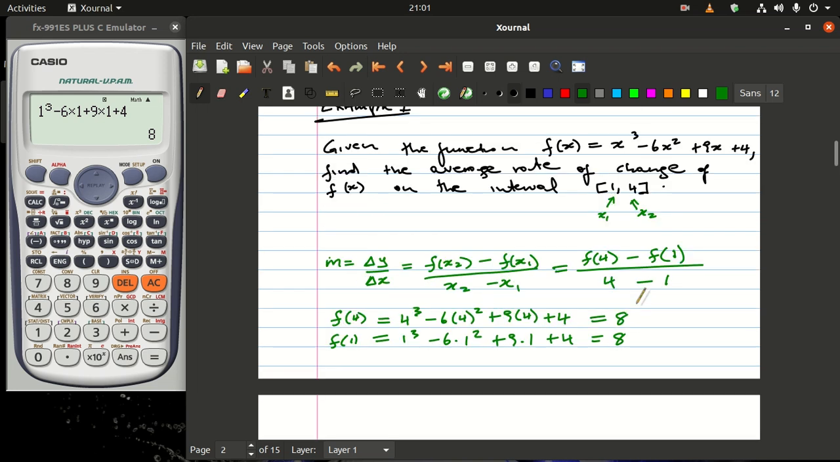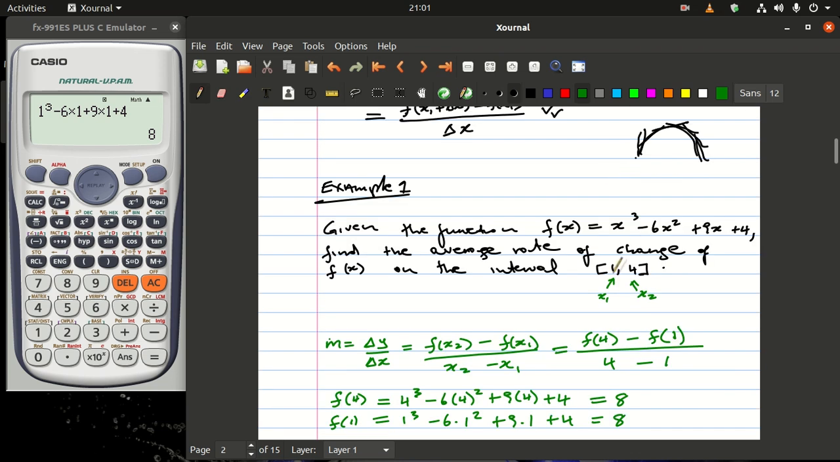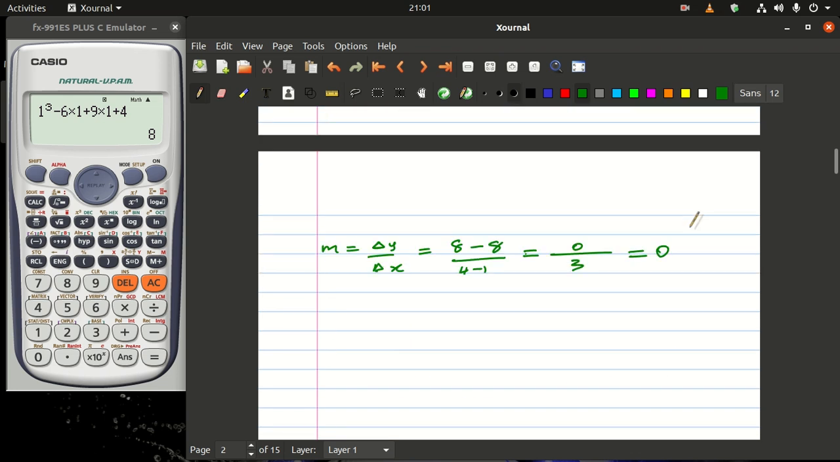What does that actually mean for us? It means that our m, which is equal to delta y divided by delta x, is equal to 8 minus 8 all over 4 minus 1, because f of 4 is 8 and f of 1 is 8. That is 0 divided by 3, which is 0. This means that over this interval, the function on average is not increasing at all. There's no increase or decrease; it is still at the same values.